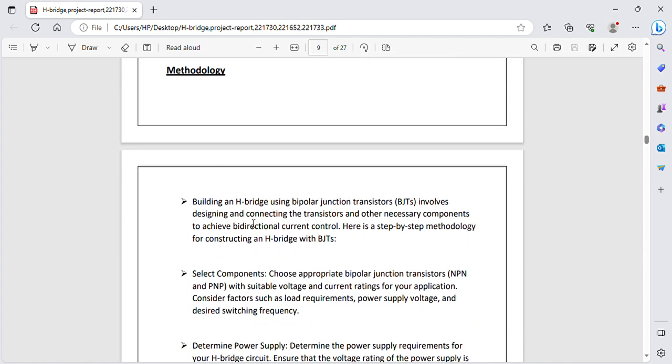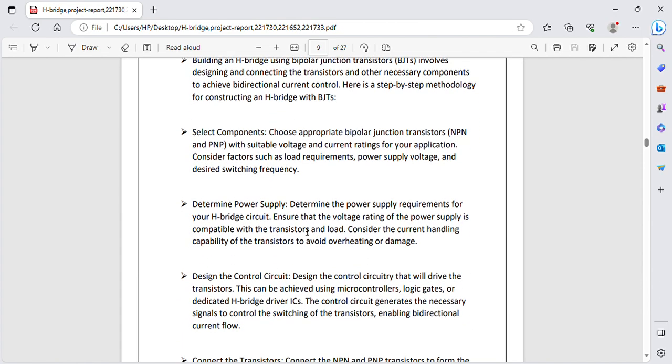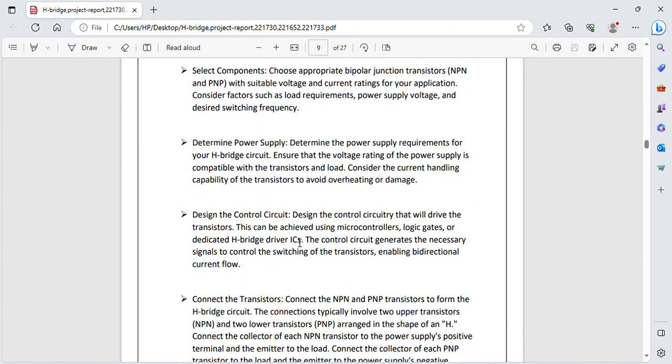Building an H-bridge using bipolar junction transistors involves designing and connecting the transistors and other necessary components to achieve bidirectional current control. Here is a step-by-step methodology for constructing an H-bridge with BJTs. First we have to select the components, what components are required and what are the best components that we have selected for our project. Then determine the power supply, that is, how much voltage is required to run this circuit.